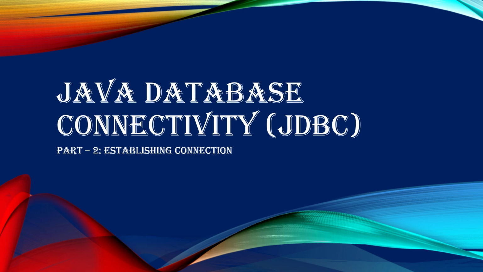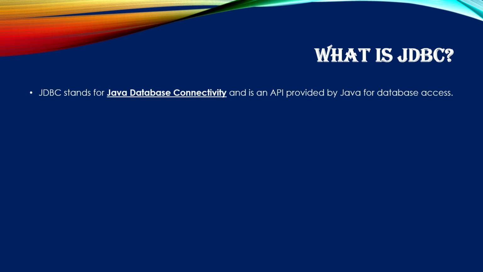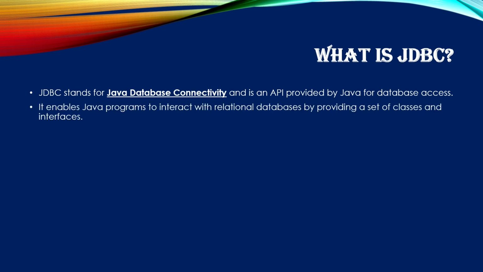Now, before we understand how to create a connection with the database, let's try to understand what JDBC is first of all. JDBC stands for Java Database Connectivity. In this word itself, database, we have the D as well as B itself. Now this is an API which is provided by Java to access the database, and it basically helps us interact with the relational database.